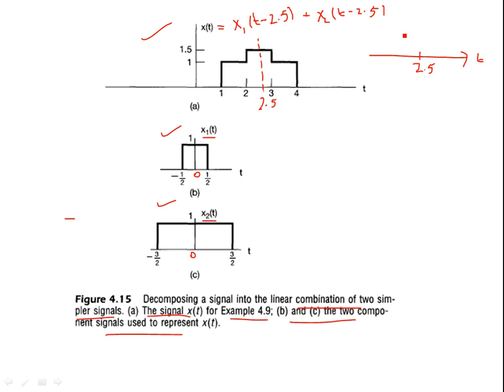the first signal was my x1(t), right? And it will have the limits from minus 0.5 to 0.5. So there will be 2 over here, and then there will be 3 over here. So this is my x1. That's the first part, x1(t minus 2.5).